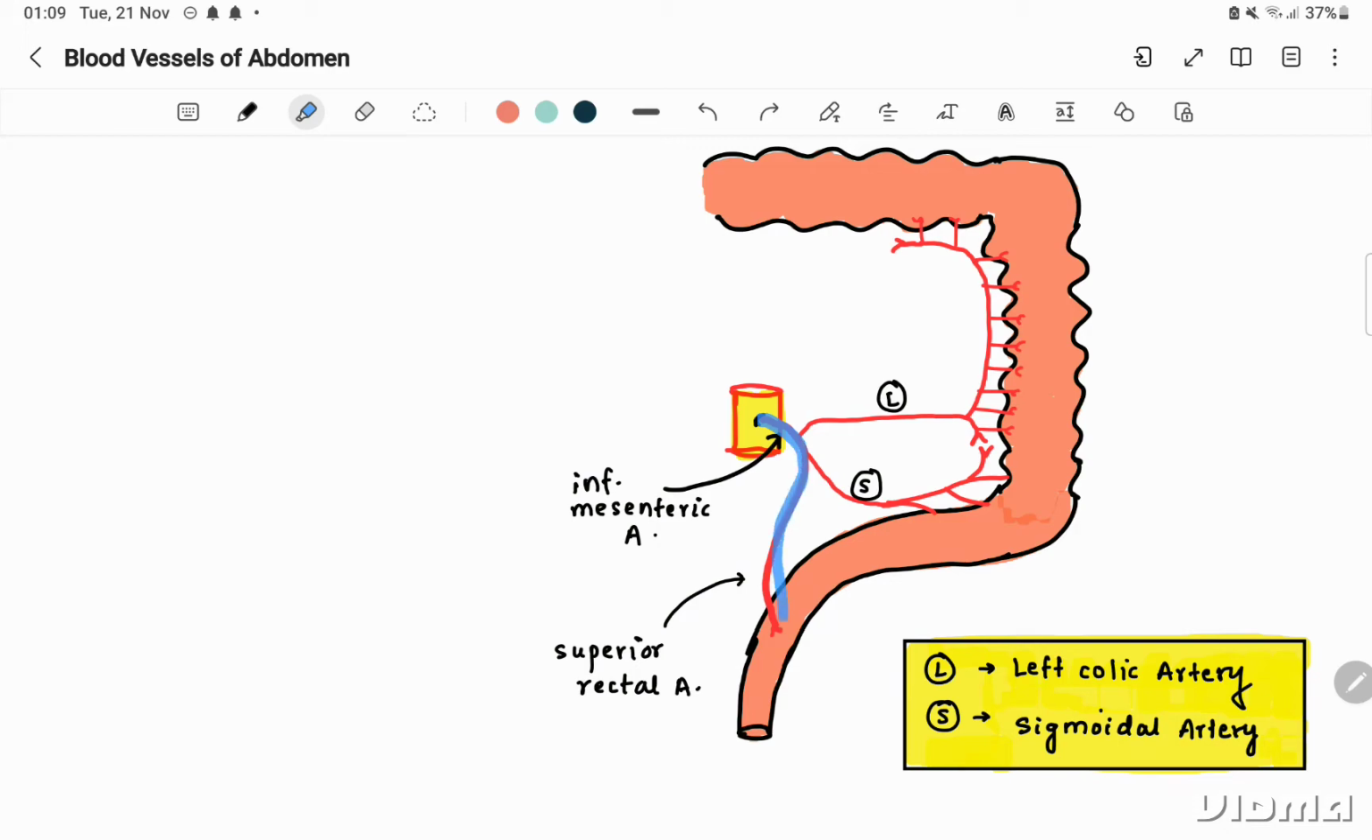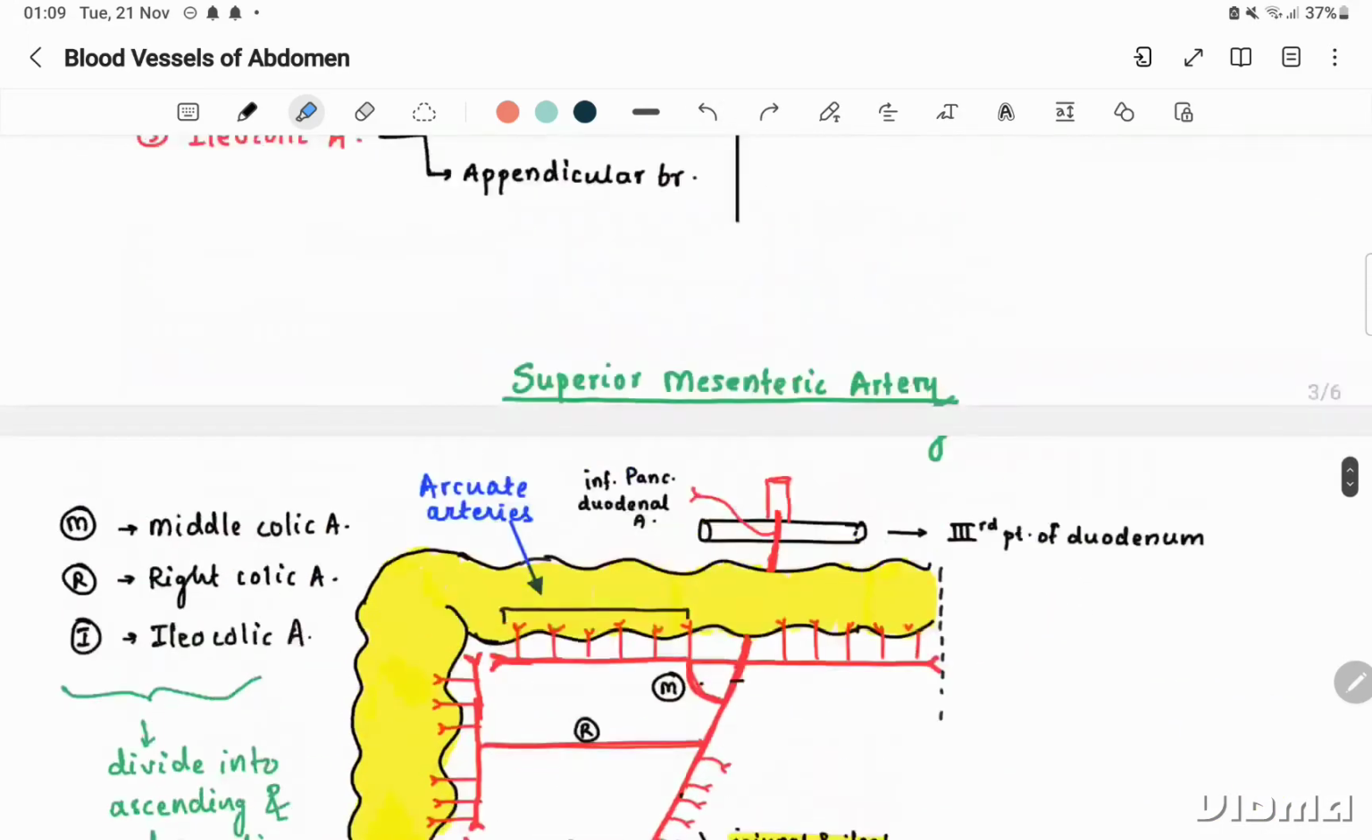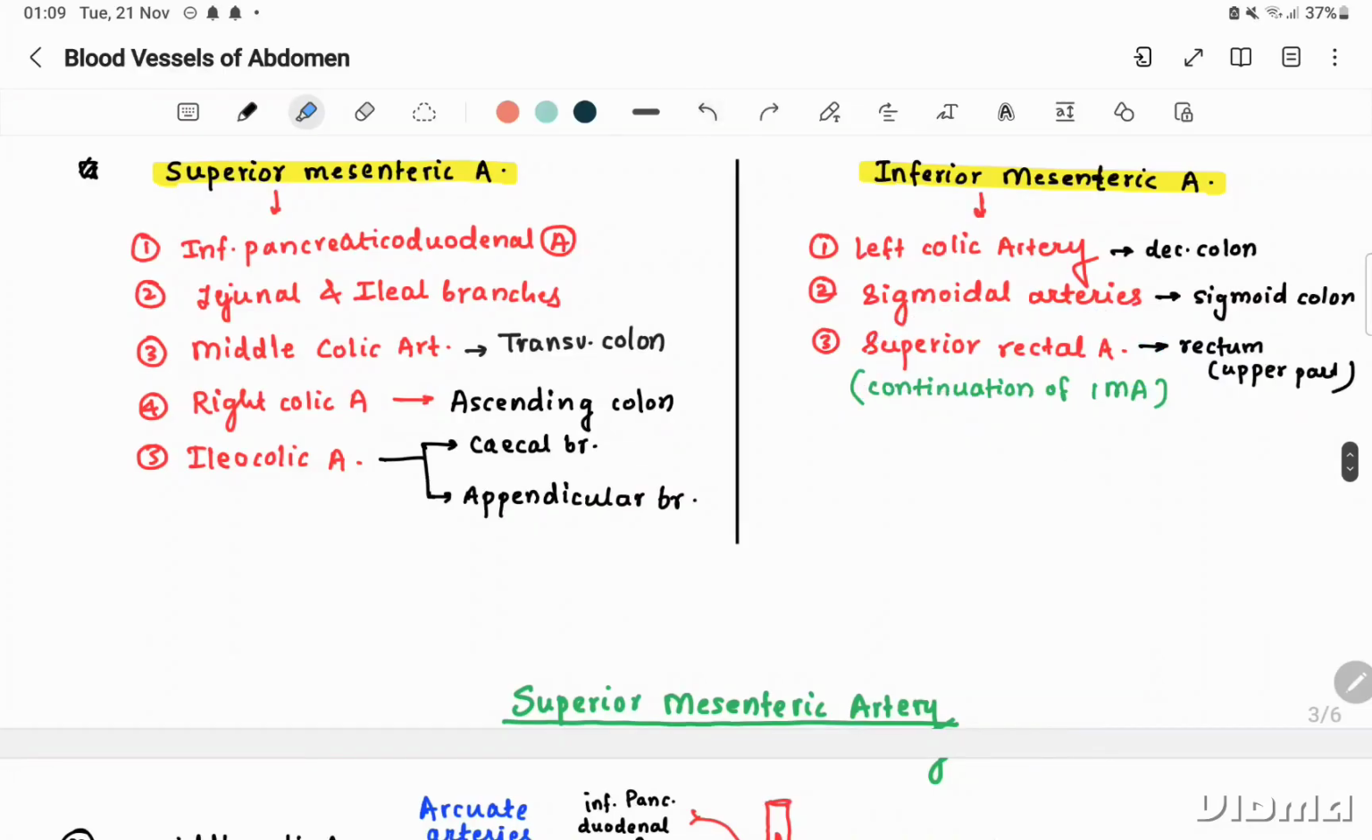And then the inferior mesenteric artery continues as the superior rectal artery. You can consider the superior rectal artery as a branch also, but it is actually the continuation of the inferior mesenteric artery.